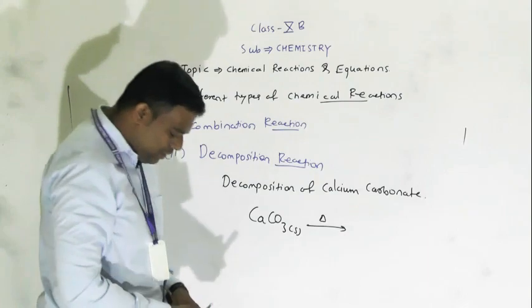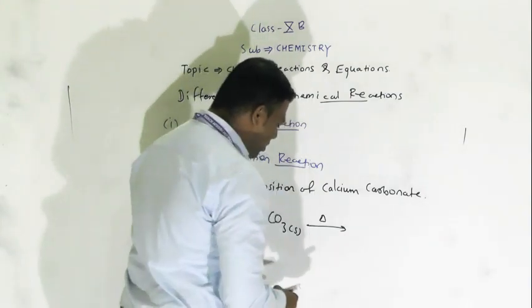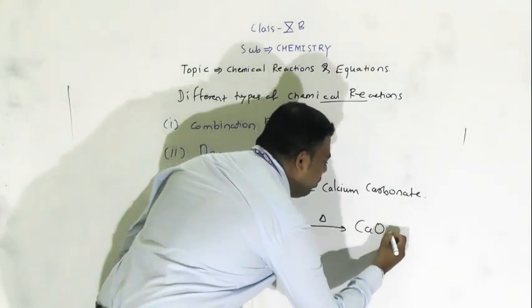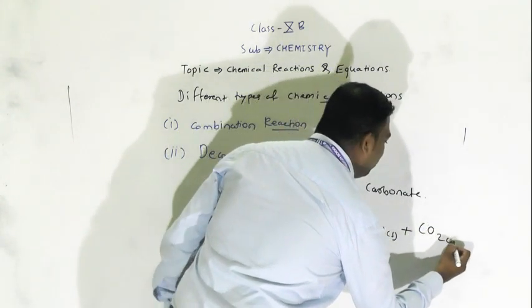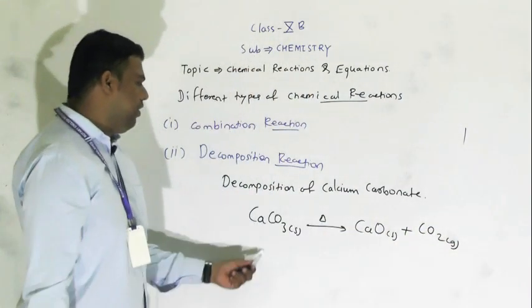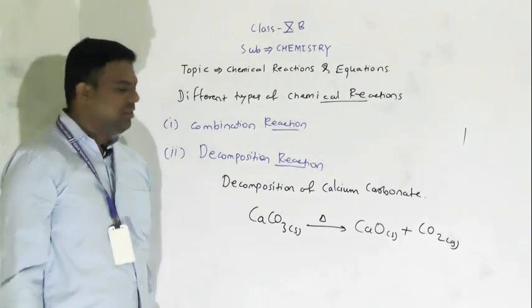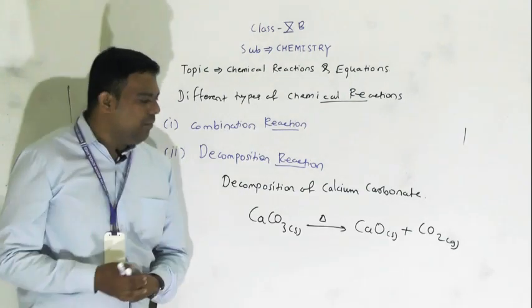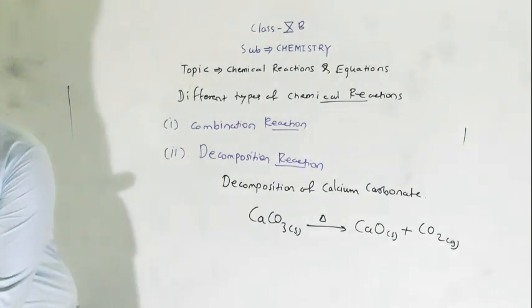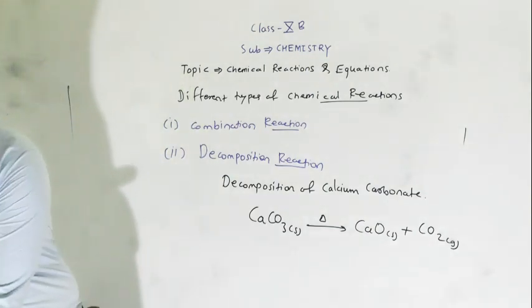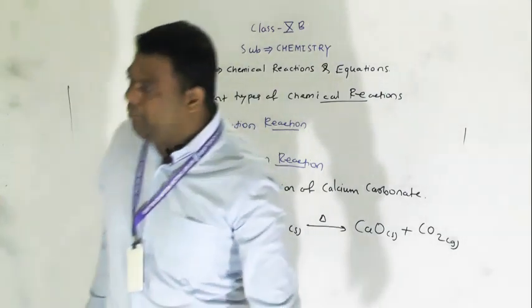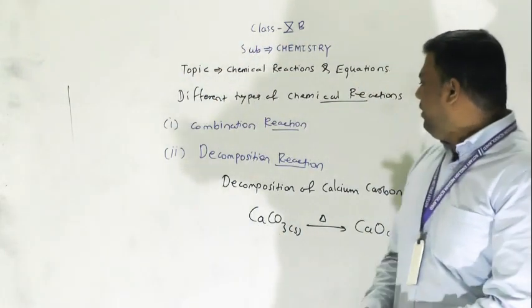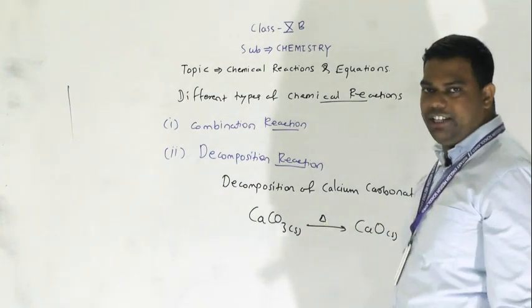You will get one solid product, say CaO solid, plus CO2 gaseous. So see, our reaction is balanced. Okay, these are the decomposition of calcium carbonate. Now we will see here one more, that is small b, decomposition. Next, now we saw thermal decomposition examples.